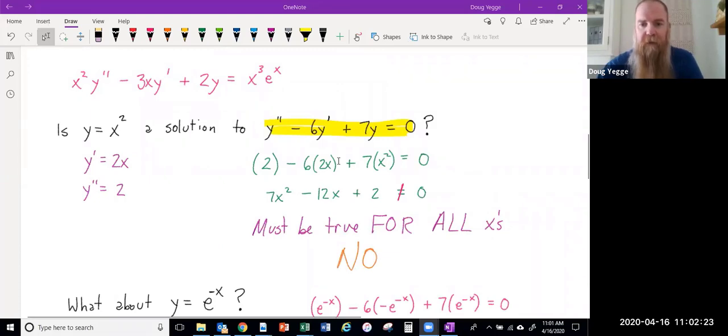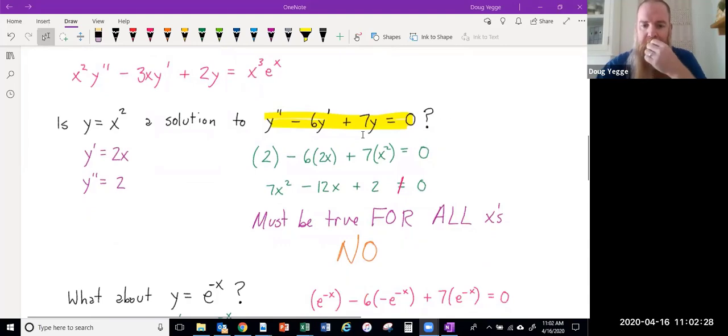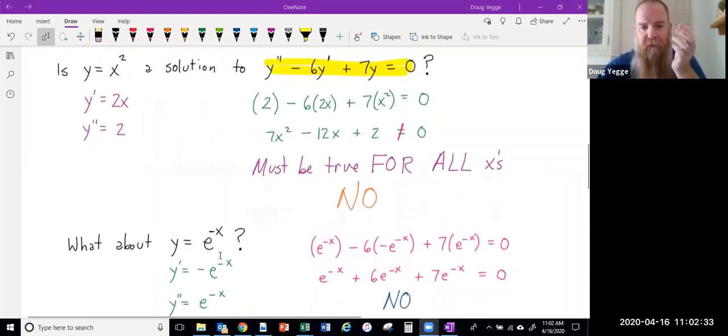All right, so this was the original differential equation, y double prime minus 6y prime plus 7y equals 0. So let's just go through a few of these. So y equals e to the negative x. So we just had to take a few derivatives down here, right? And when we plugged those in, we got e to the negative x minus 6 times negative e to the negative x plus 7 e to the negative x. And they're all e to the negative x type terms. So it seems like an e to the x type of function would make this work if I had the right exponent, right? The problem is this gives us 14 e to the negative x, so that didn't work.